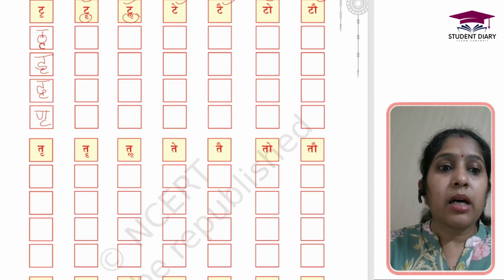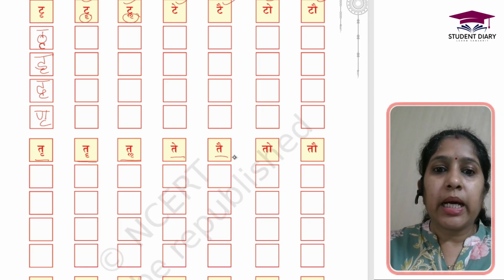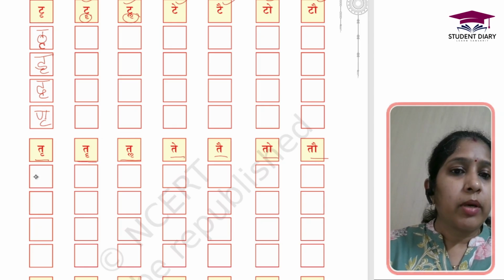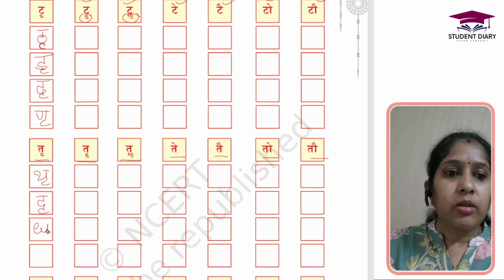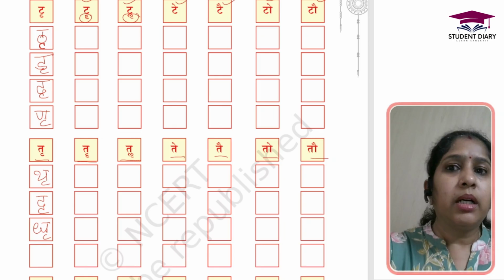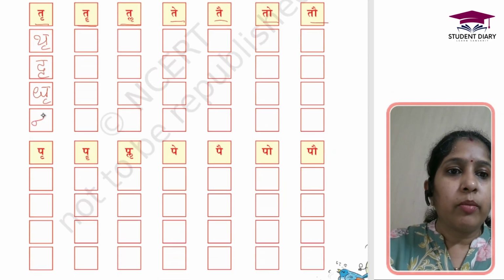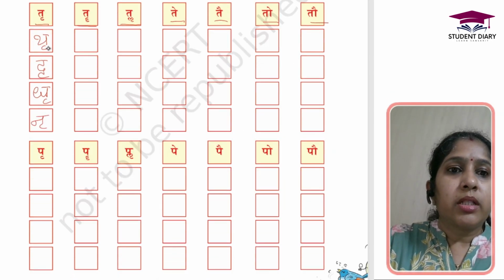Now comes the next line, ta wala line. So it's tru, tru, tru, te, tai, to, tau. So it is going to become, after ta, what comes? Tha. So it will be thri. Then after tha, da, so it is dri. And then after da, it is dha, so it is dhri. And after dha, it comes as na, so it is going to be nri. Correct? So it is thri.